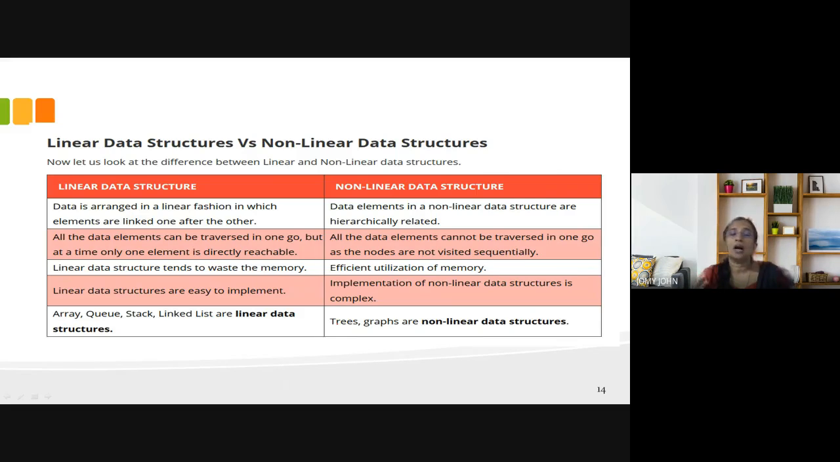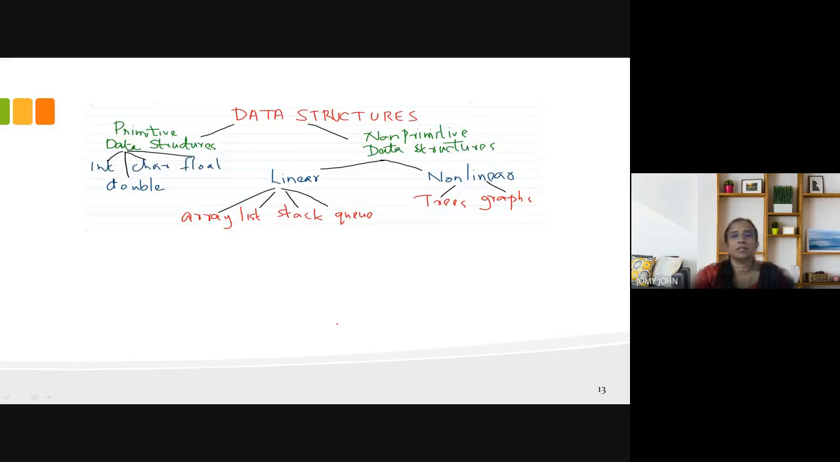Here, data elements are not linear, but they are hierarchically related. Do you remember the diagram which I showed previously? This is a hierarchy. This is the first one in the hierarchy. Data structure is the first in the hierarchy. Then we have primitive, non-primitive, int, character, float, etc. There's a hierarchy structure. This diagram is known as a tree.